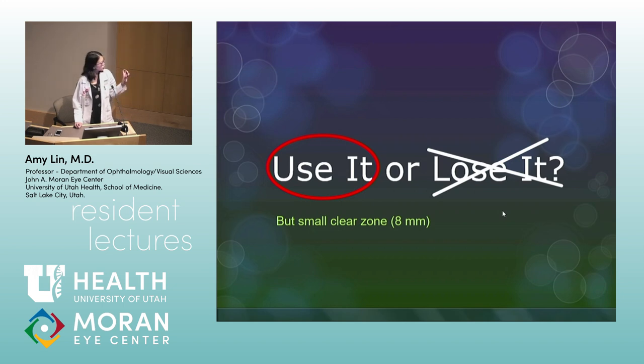But you're starting off with a small clear zone of 8 millimeters, and normally with a PK, I'll go a little bit beyond that, so it's not in the visual axis. No, but surgeons might be put off by having a brown ring on the edge of their transplant. But technically, it's usable.